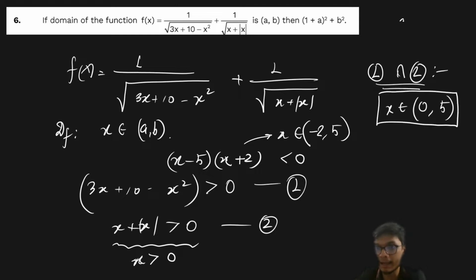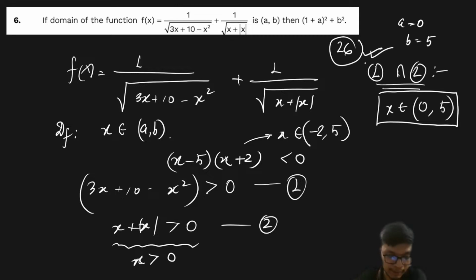So ultimately, I'll get the value of a as 0 and b as 5, which on solution, this particular result is going to be equal to 26. I hope this is clear to all of you. So the numerical value to this particular problem is going to be equal to 26. I hope you have also got the same answer as mine. Do let me know if you have got the same answer.